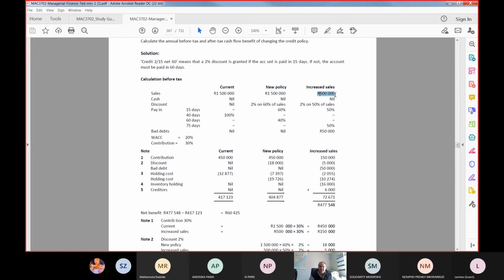The other thing you have to take into consideration is the increase. Do you have the resources to meet that increase? The capacity: do you have the stock, the labor, everything available to meet that increase? And if you don't, and you have to buy in or have additional costing involved, you have to take that into consideration as well. In this one, they have bad debts as well.